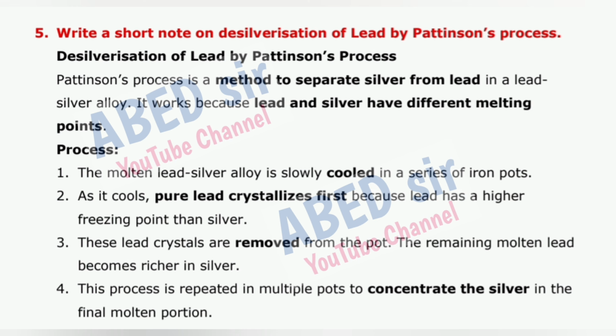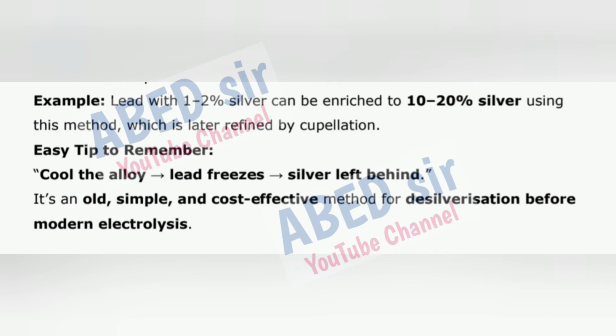Process: 1. The molten lead-silver alloy is slowly cooled in a series of iron pots. 2. As it cools, pure lead crystallizes first because lead has a higher freezing point than silver. 3. These lead crystals are removed from the pot. The remaining molten lead becomes richer in silver. 4. This process is repeated in multiple pots to concentrate the silver in the final molten portion. Example: lead with 1-2% silver can be enriched to 10-20% silver using this method, which is later refined by cupellation.